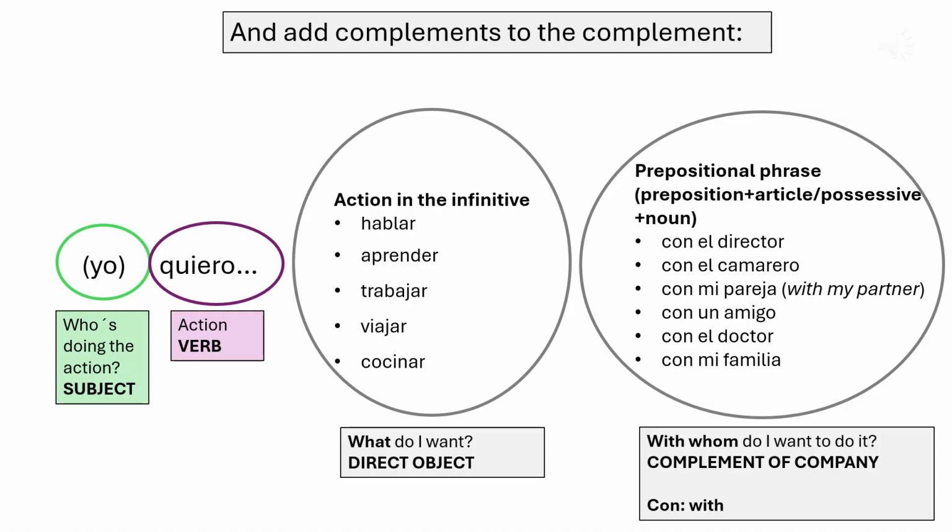Yo quiero hablar con el director. Yo quiero aprender con el camarero. Why not? I want to learn with the waiter. Okay. Yo quiero trabajar con mi pareja. I want to work with my partner. Yo quiero viajar con un amigo. I want to travel with a friend, but I can mix them up. I could just do the first hablar with the last con mi familia. Yo quiero hablar con mi familia. But imagine the combinations you can already create, which are lots and lots and lots. Try and see how many you can make, just like this.